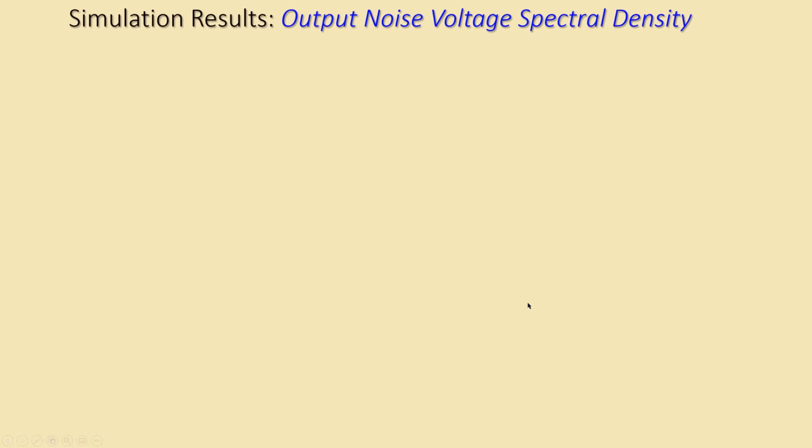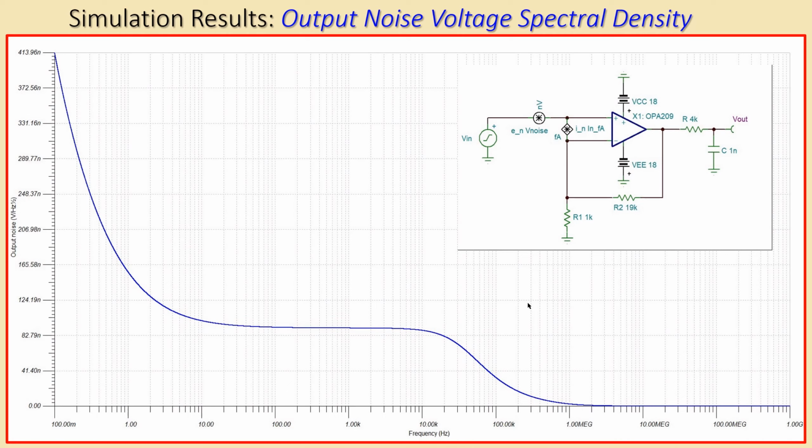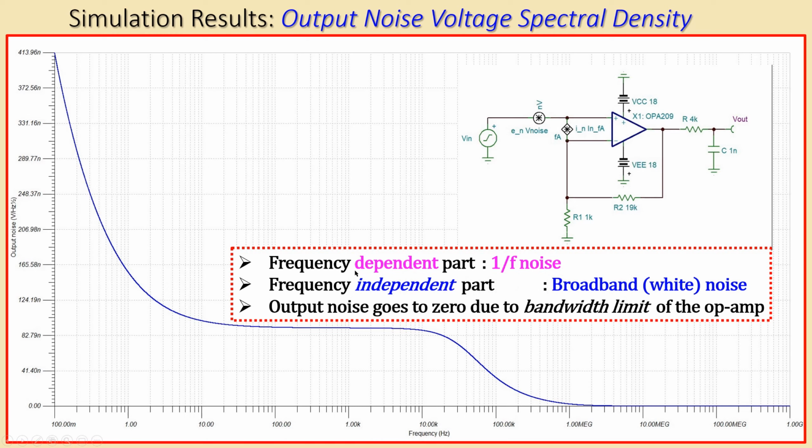If I now look at the output noise spectral density, that is of course the multiplied version of the input noise spectral density. You can see again the 1 over f noise part, the broadband part, which is just constant, and then after that part it approaches the zero value. That means the following. The first part is the frequency dependent part, 1 over f noise. The second part, which is the constant part, is the frequency independent part, the broadband or white noise part. And the other one is the output noise, which goes to zero. This is due to the band limiting of the op-amp and also, of course, the external RC low pass filter. That's why the output spectral density approaches zero, which is not the case for the input.